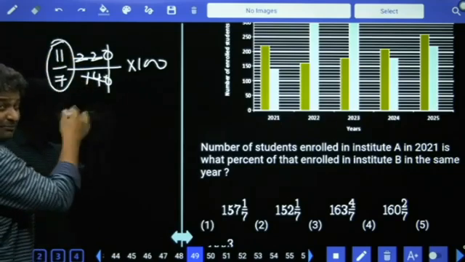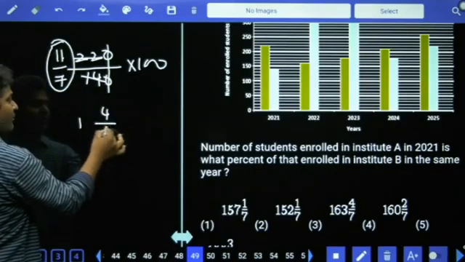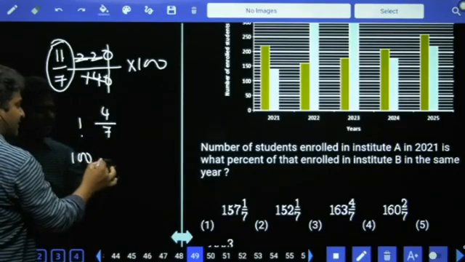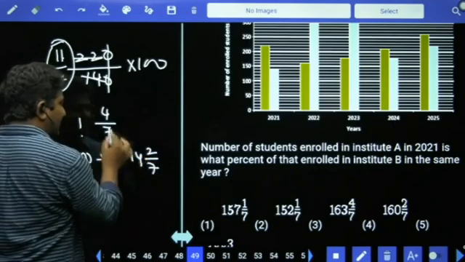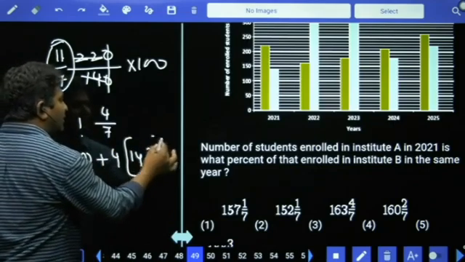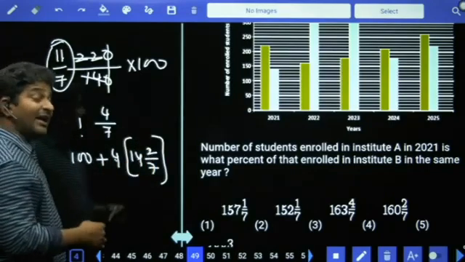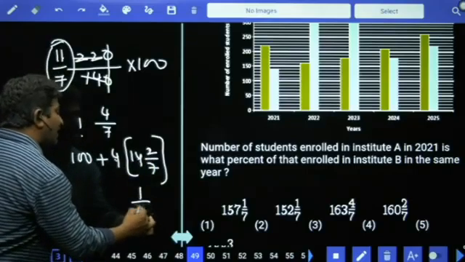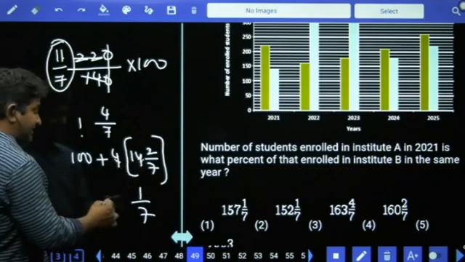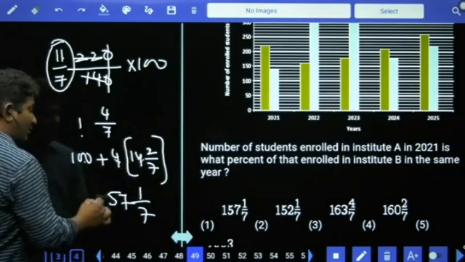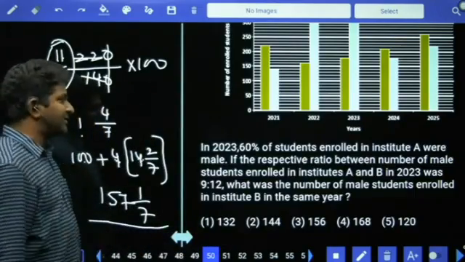You don't have to complete it by using the multiplication process. 11 by 7 means 1 and 4 by 7. 1 means 100%, plus 1 by 7 of 14, 2 by 7 percentage. 4 by 7 means 4 into this much. 4 into 14 is 56. 4 into 2 by 7 is 8 by 7, that is 1 by 7. 1 added to 56 is 57, added to 100 is 157. 157 1 by 7. First option is our answer.